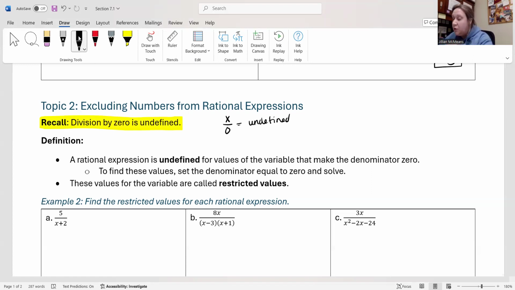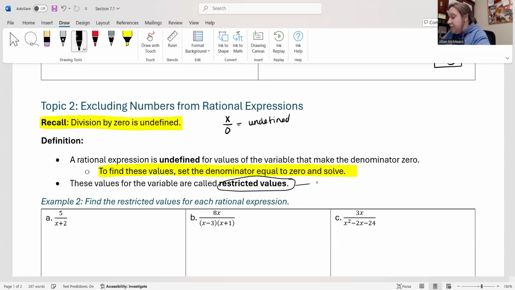So part of what we need to learn right now is how do we determine what values could cause a denominator to go to 0? A rational expression is undefined for values of the variable that make the denominator 0. So we have to make sure that our rational expression is always defined, and to do that, we avoid the values that would cause it to be undefined. To find these values, we set the denominator equal to 0 and we solve. Now, these values for the variable are called restricted values.